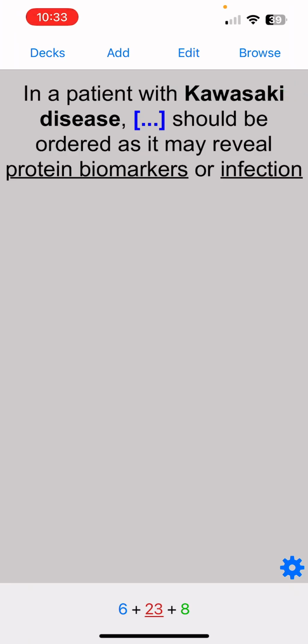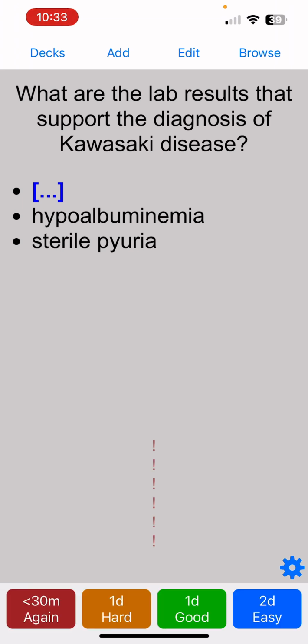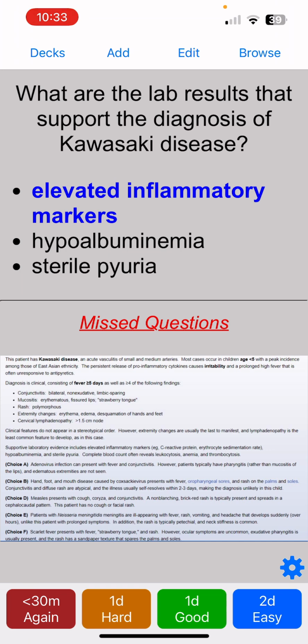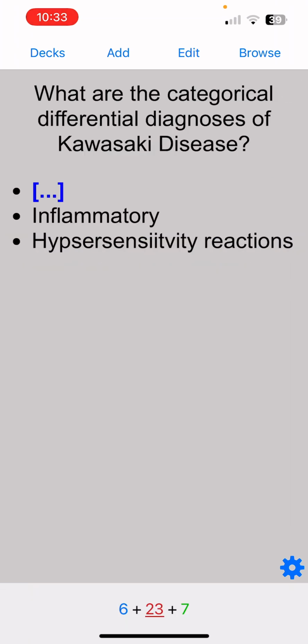Anyway, let's continue. In a patient with Kawasaki disease, something should be ordered as it may reveal protein biomarkers or infection: urinalysis. What are the lab results that support the diagnosis of Kawasaki disease? Hypoalbuminemia, sterile pyuria, leukocytosis, I don't know, elevated inflammatory markers. Okay, that's what I'm talking about. Rare syndrome is fulminant liver failure, aspirin.